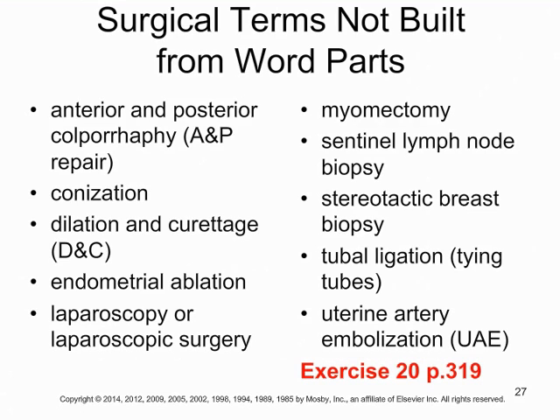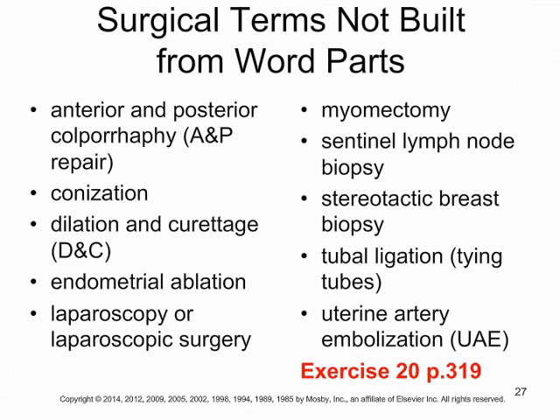Here we have the surgical terms that are not built from word parts, and there are a number of them that have abbreviations that go with it. The first of which is anterior and posterior colpography, also called A&P repair. Colpography would be suturing of the vagina. So in this case, you are surgically repairing a weakened wall of the vagina. And your book kind of talks about how that could occur. It could be a cystocele, for example, where the bladder is pushing really hard against the vagina and causes the vaginal wall to weaken. But this is just where you kind of go in and add sutures to strengthen the wall.